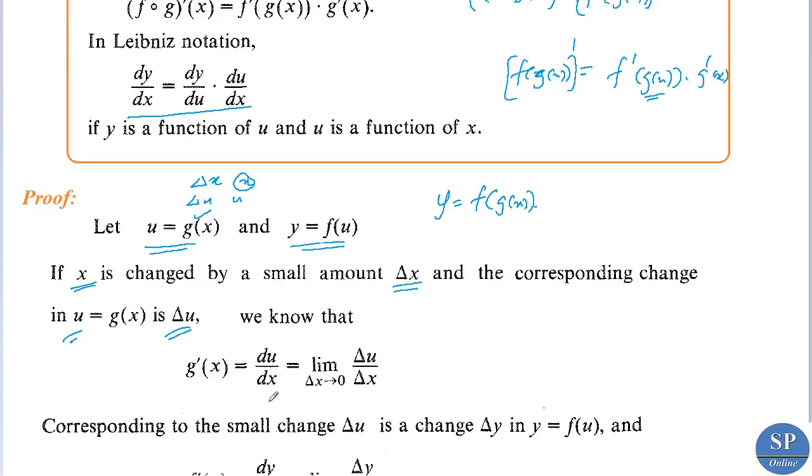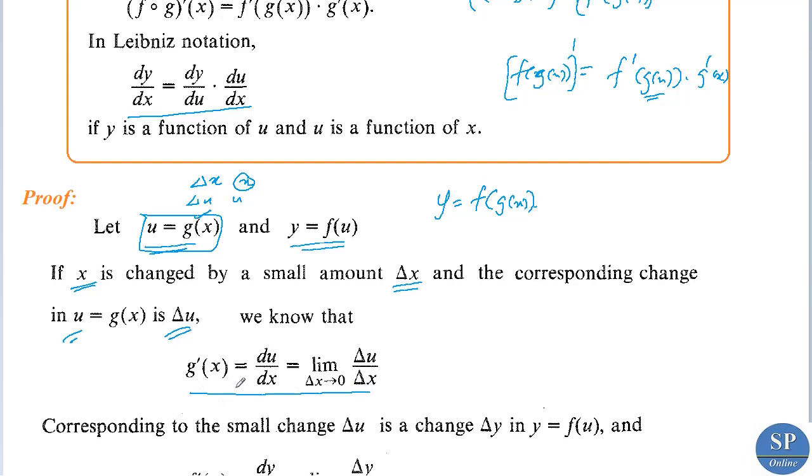So we have g'(x) equal to du/dx, because u equal to g(x), and by definition this is limit delta x tends to 0 of delta u divided by delta x. Now this is g'(x).